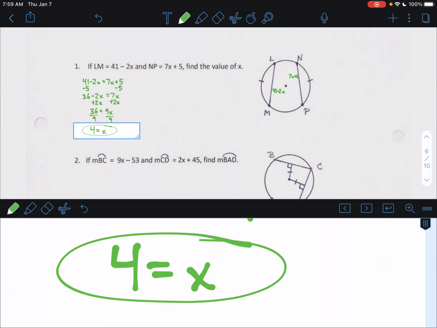So on this one, and a lot of other problems like it that you're going to see on today's worksheet, all you have to do is set them equal to each other and solve.